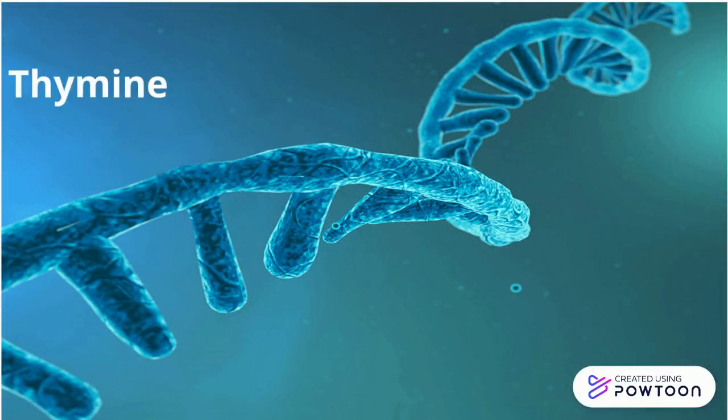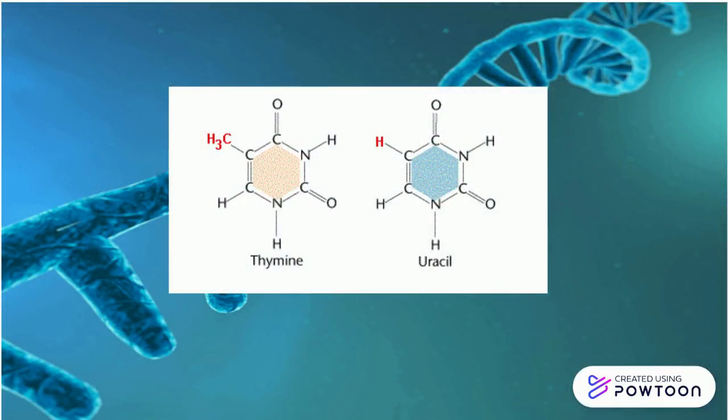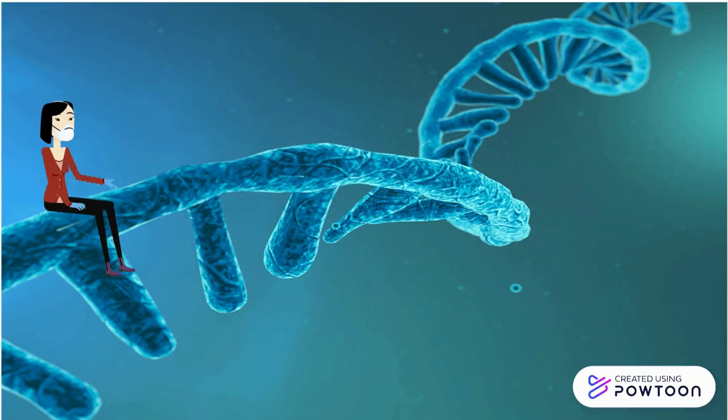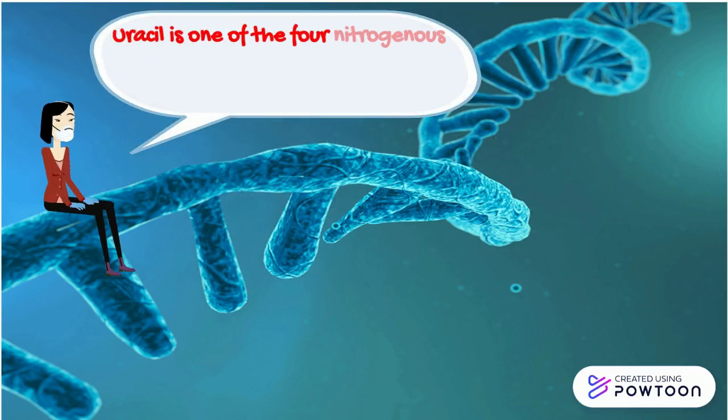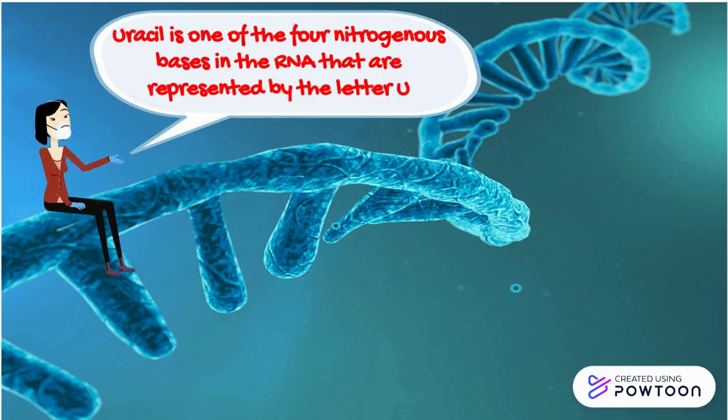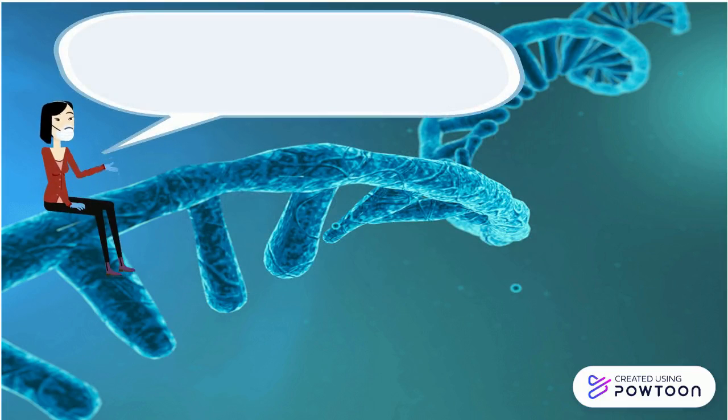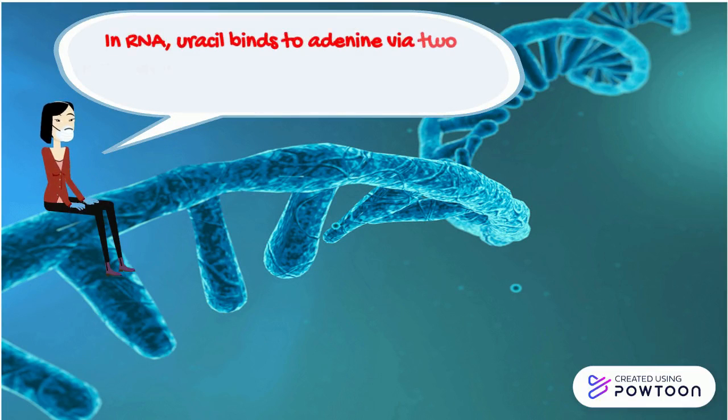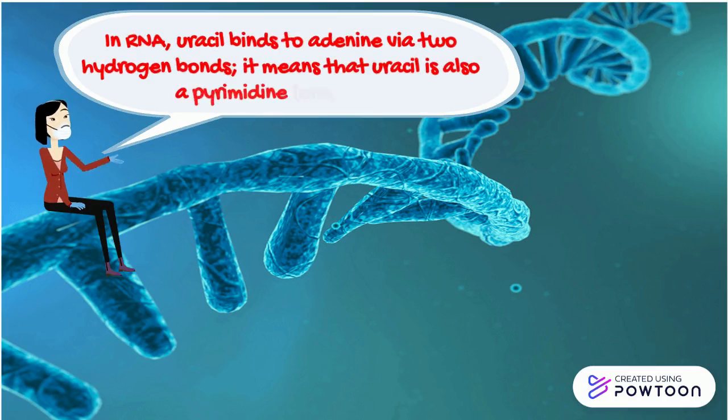It also should be mentioned that in RNA, thymine is substituted by uracil, which is a demethylated form of thymine. So uracil is one of the 4 nitrogenous bases in RNA and is represented by the letter U. In RNA, uracil binds to adenine via 2 hydrogen bonds. It means that uracil is also a pyrimidine.